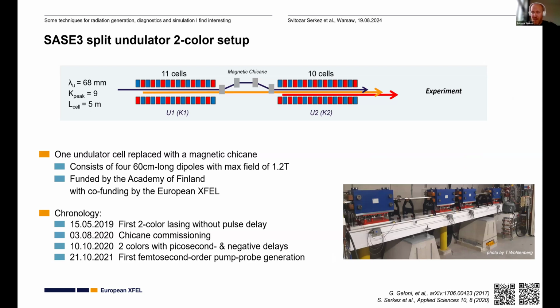But on top of that, we are lucky because thanks to the Academy of Finland, we got funding to introduce a magnetic chicane in the middle of the undulator. What a magnetic chicane is, basically, is four dipoles that direct the electron beam a little bit to the right and back onto the axis.